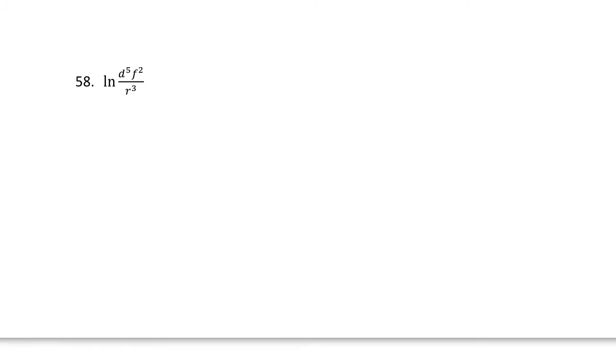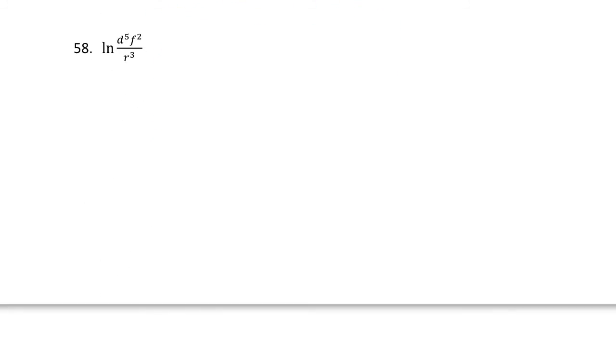And 58, a lot of stuff going on here, but we'll just take it slowly. We've got the natural log of d to the 5th plus the natural log of f to the 2nd, and then minus the natural log of r to the 3rd. And then we can bring all those exponents down. So it'd be 5 natural log of d plus 2 natural log of f minus 3 natural log of r.